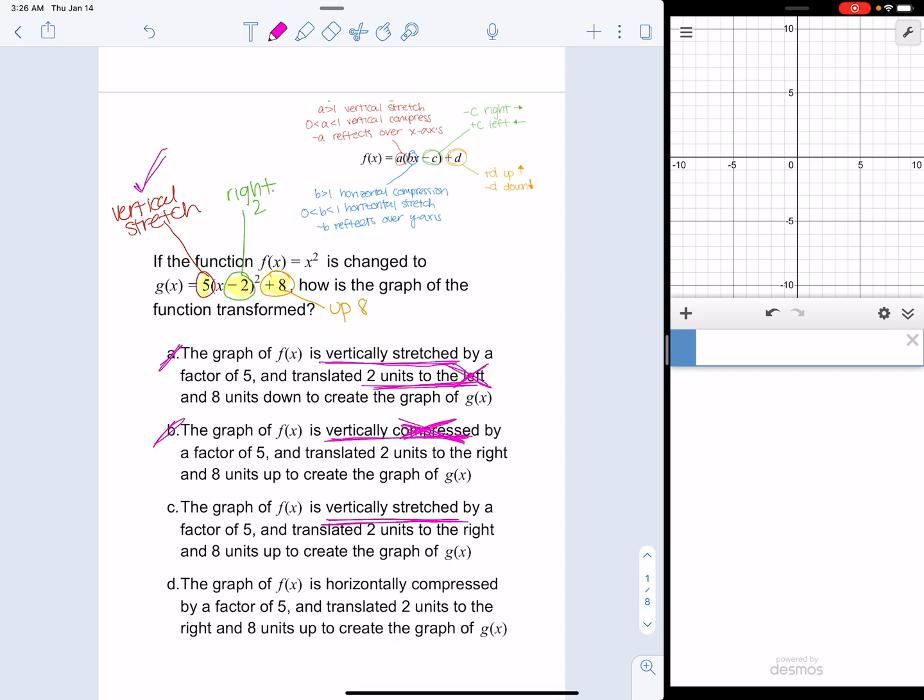The graph of f of x is vertically stretched. Is that right? Yes. By a factor of 5 and translated 2 units to the right. Is that correct? Yes. And 8 units up. Is that correct? Yes. So C may be my answer. Let's try D. The graph of f of x is horizontally compressed. Is that correct? No, horizontally compressed is wrong. So my only answer choice is C.